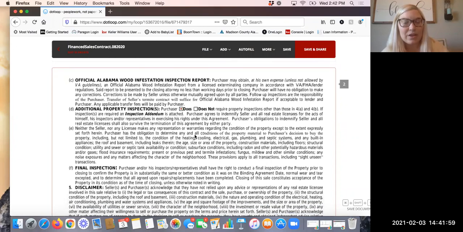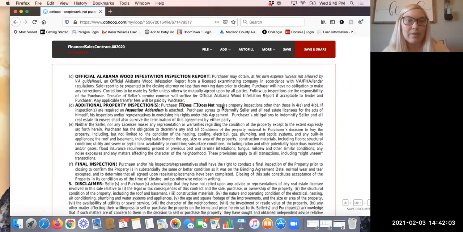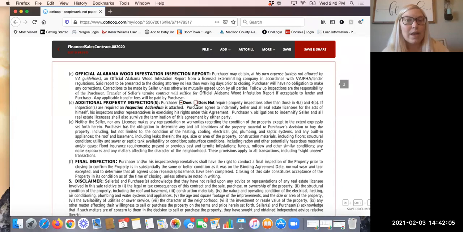Additional property inspection. They either do or do not want a property inspection. Now, the only time you see "does not want a property inspection" most of the time is if it's an investment property. However, I have had several people want to drop that this year to give themselves a better chance at getting a house.